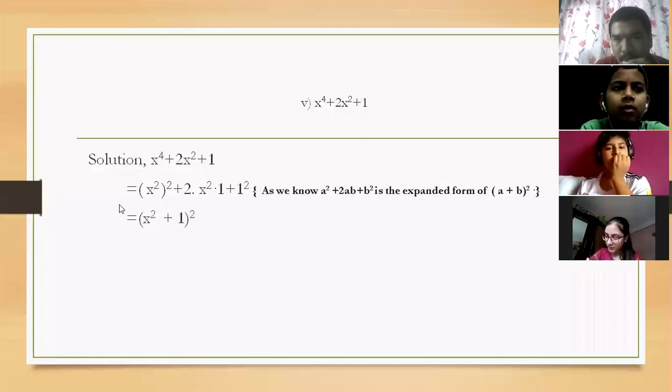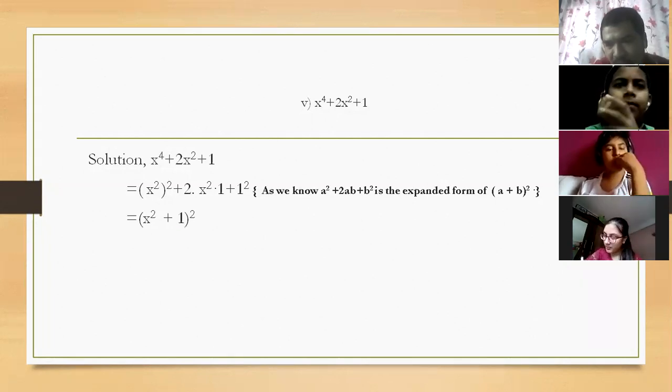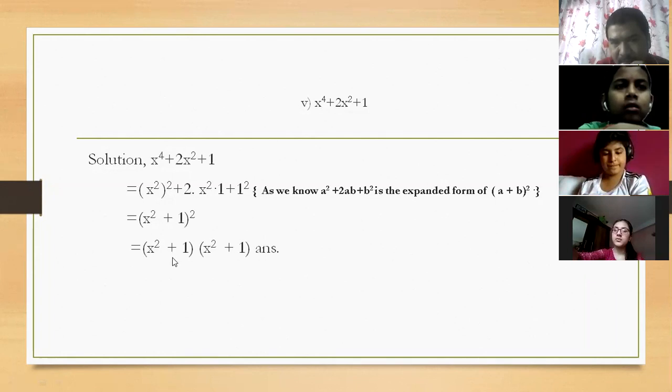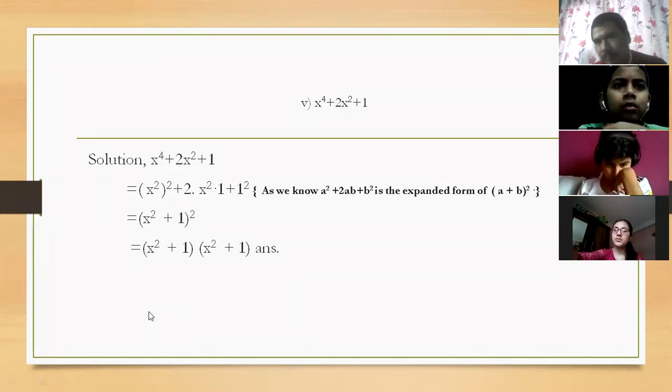Now a plus b whole square, a means x square, b means 1 square. Look here, 1 square means 1 into 1, means 1. Now square means I told you have to write this 2 times. It's 2 factors. Okay, the x square plus 1, x square plus 1. Clear?